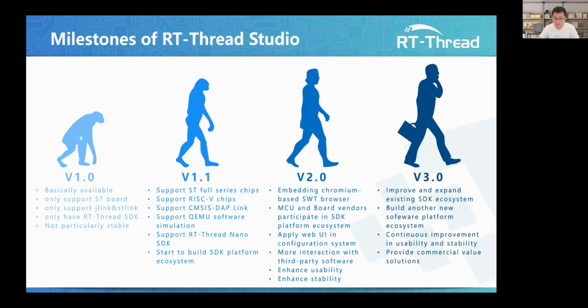In version 2.0, Studio began to apply web technology on Eclipse to implement the user interface. At this stage, lots of semiconductor manufacturers joined our SDK platform. Through lots of tests, Studio became more and more easy to use and stable. Studio will release version 3.0 this year, and the 3.0 version will launch a new software platform ecosystem. Studio will open some APIs for third-party software manufacturers, so they can integrate and provide commercial value functional plugins or solutions with Studio.